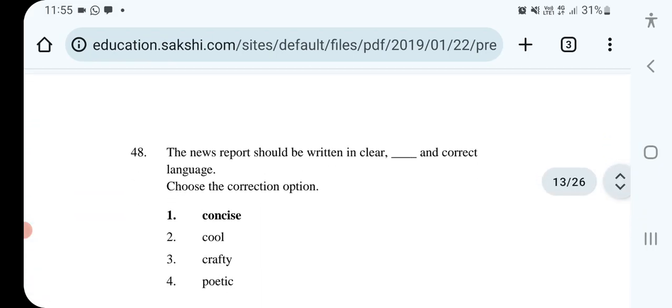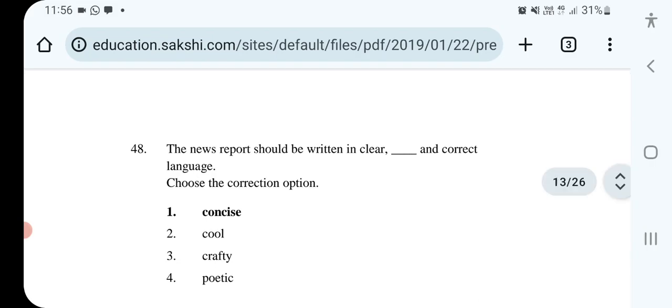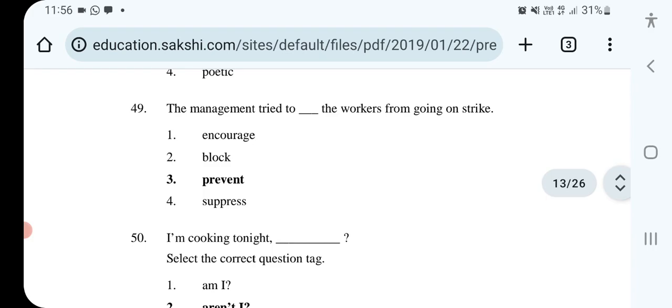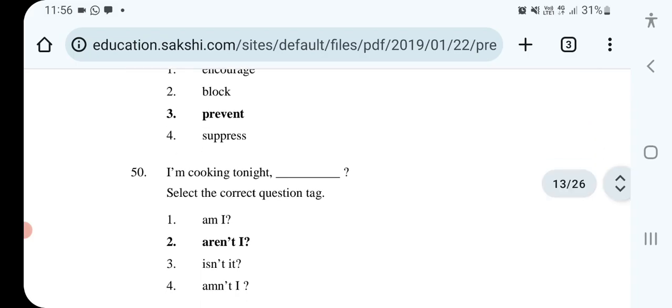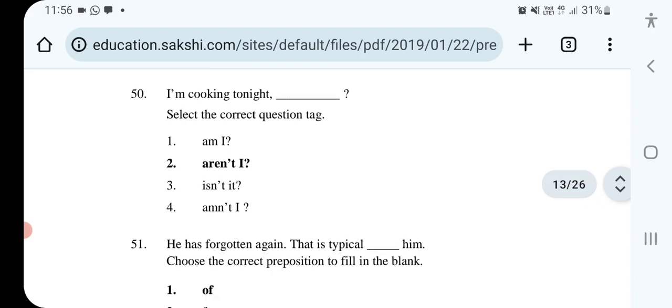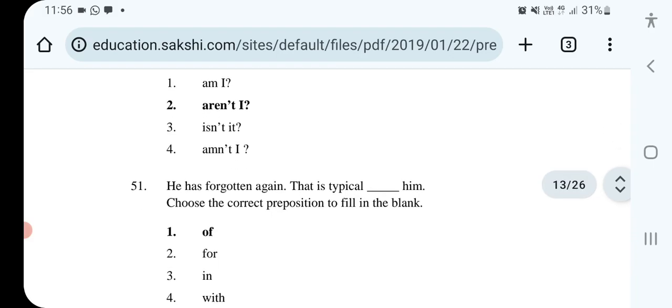The news report should be written in clear, concise, and correct language. The management tried to prevent the workers from going on strike. Tried to prevent. I am cooking tonight. Question tag we have to write. I am cooking tonight, on time. He has forgotten a game that is typical of him.